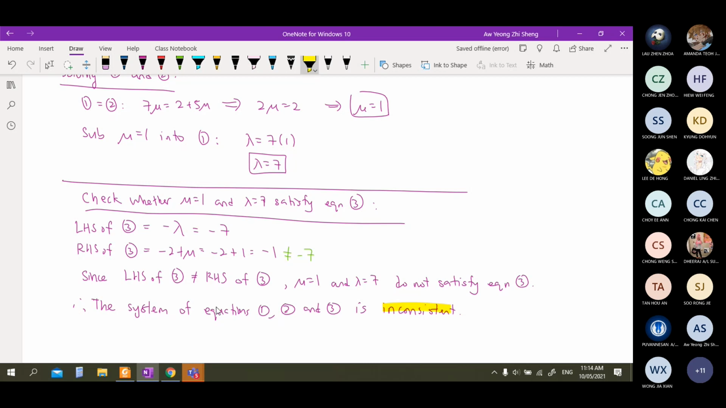And when we say a system of equation is inconsistent, that means we cannot find any pair of values lambda and mu that can satisfy all three equations simultaneously. That's the meaning of inconsistent for a system of equation. And therefore, we can conclude that the lines L1 and L2 do not intersect.